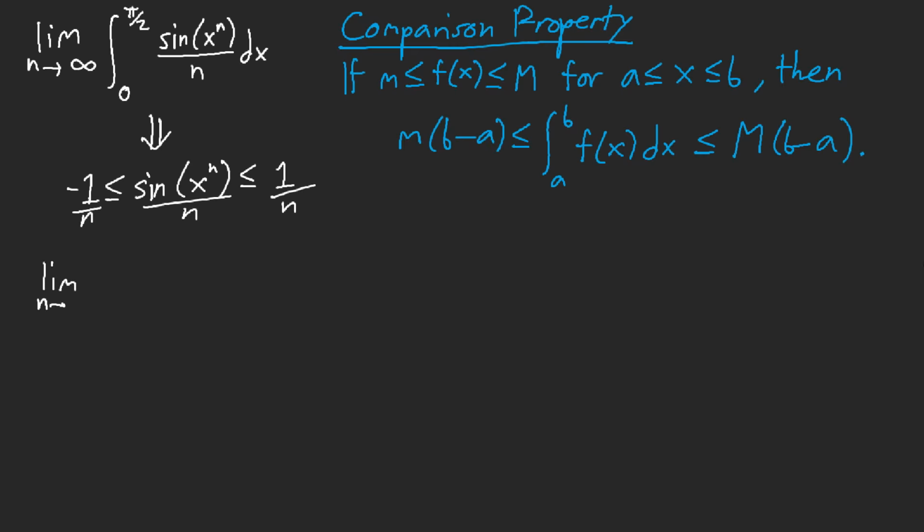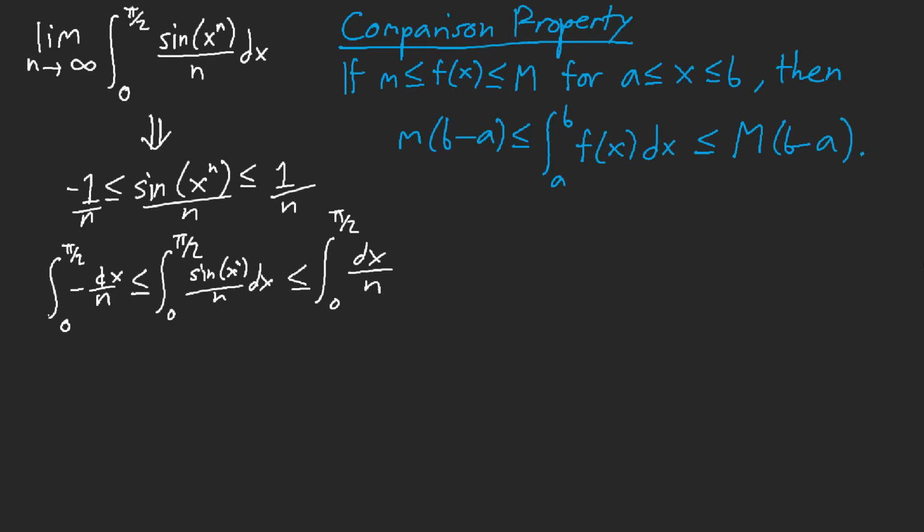Or actually, I don't want to redundantly write the limit, so I'll just integrate the entire inequality. And what this does, we take the limit now. When we take the limit across, this is just going to be -pi/2 over n. Take the limit, this is going to equal 0. When we take the limit across the other side, this is pi over 2, but over n, take the limit to infinity, it's also equal to 0.